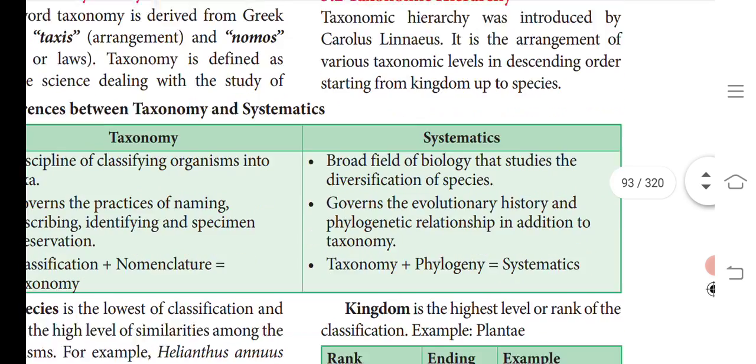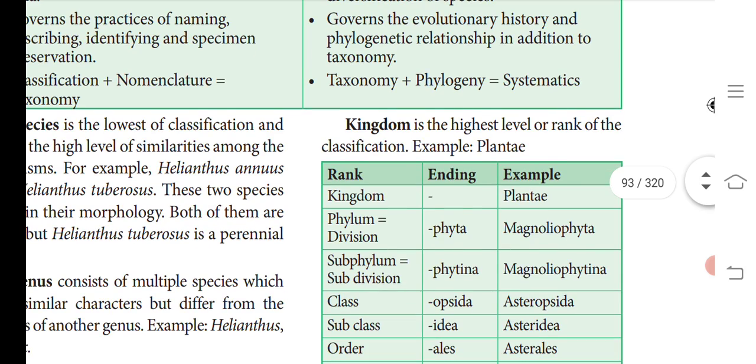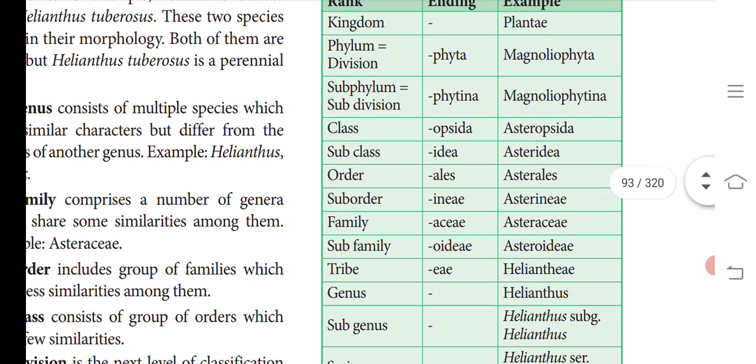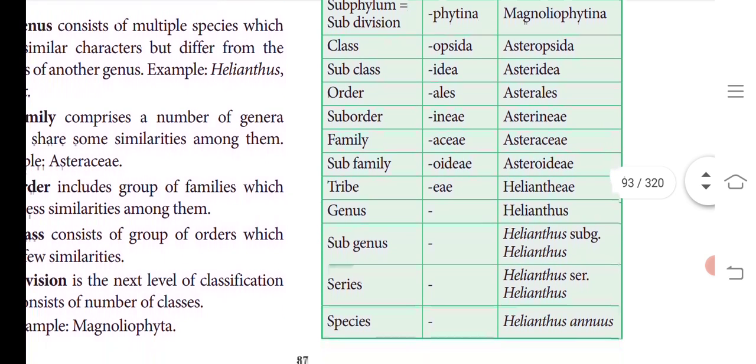Then the taxonomic hierarchy is what we have been learning here, and here you have the names: those ending with -phyta are a division. -phytina ends the subdivision. -opsida will be class. -idae, subclass. -ales, order, and -inae will be suborder. Okay, so Astrinae will be suborder.